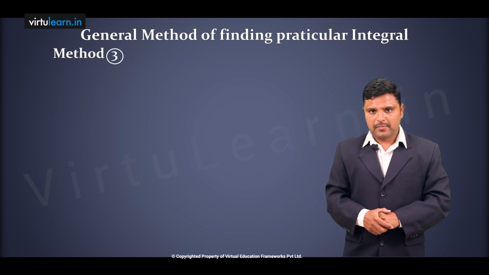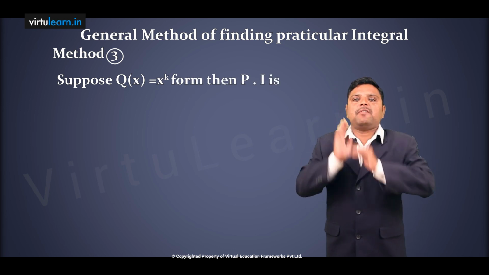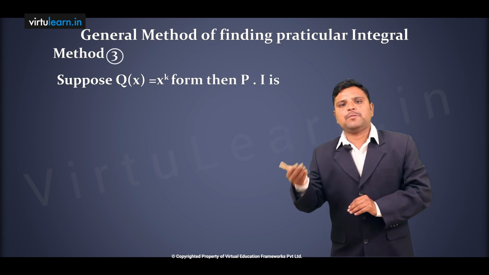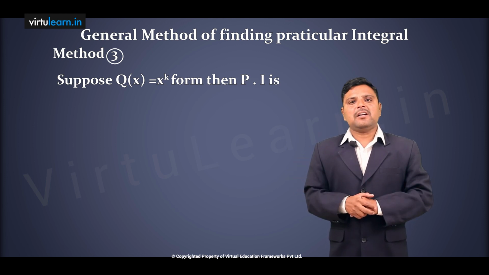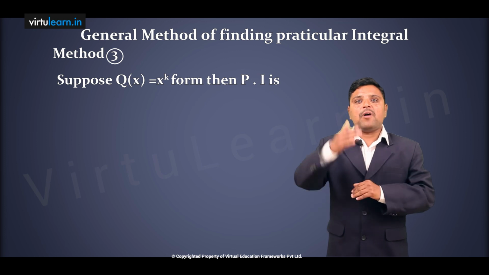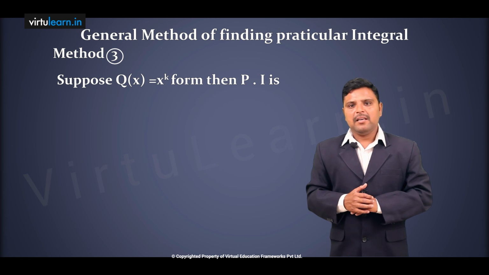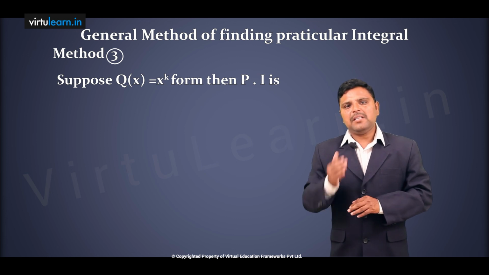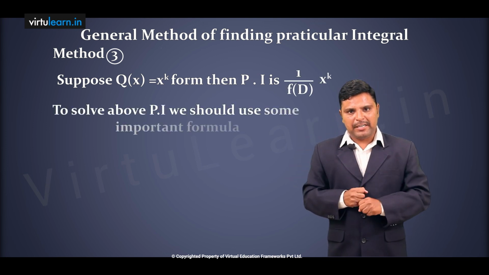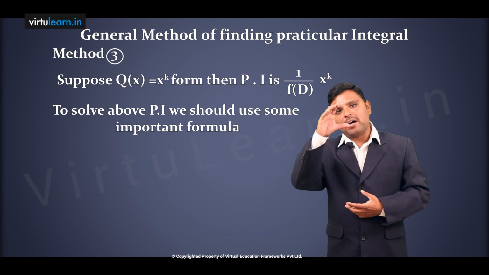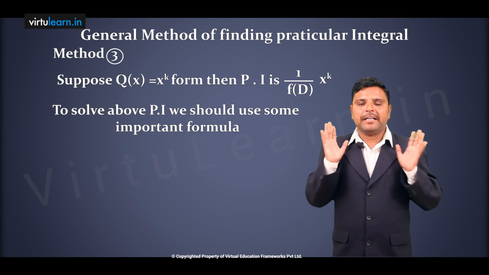Third method. Suppose q of x is in the form of x power k, meaning x square, x cube, x power 5, like that. The general formula of the particular integral yp equal to 1 by f of d into q of x, which means 1 by f of d into x power k. If you want to solve this particular integral, we have some important formulas to use. By using those formulas, we can calculate this particular integral.